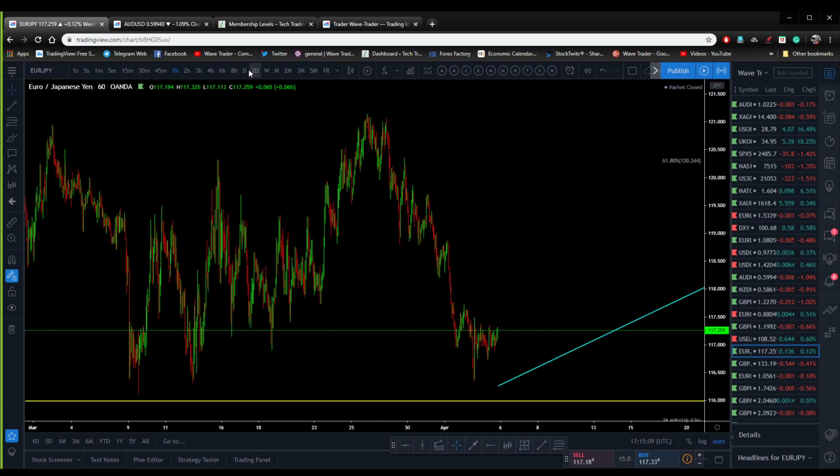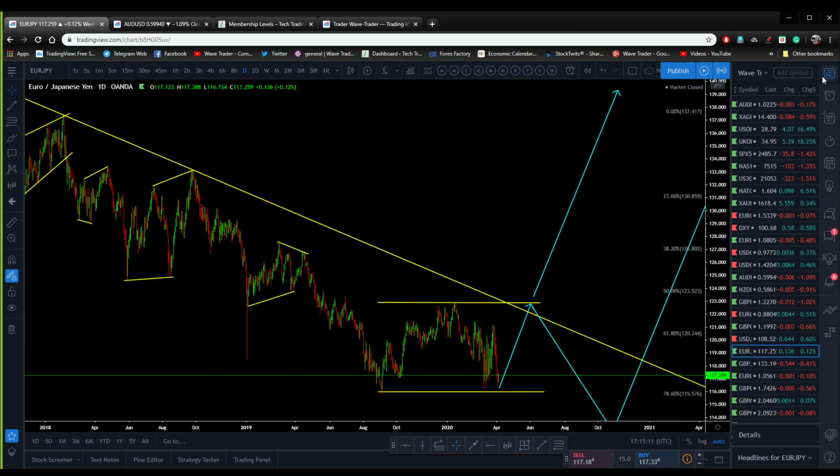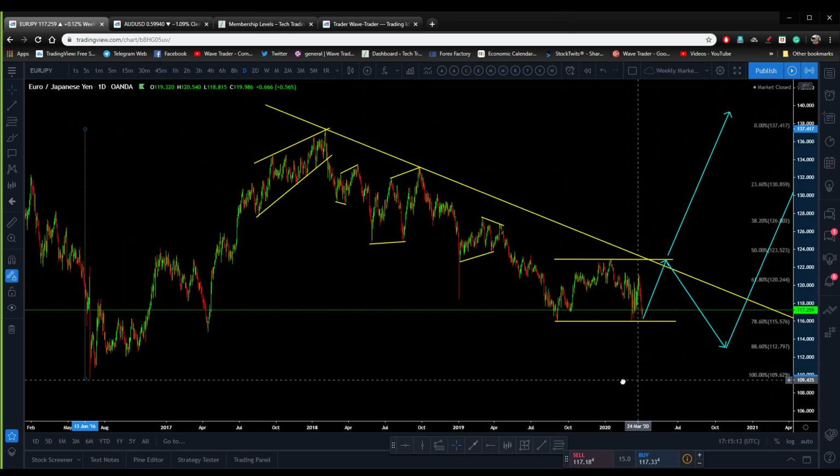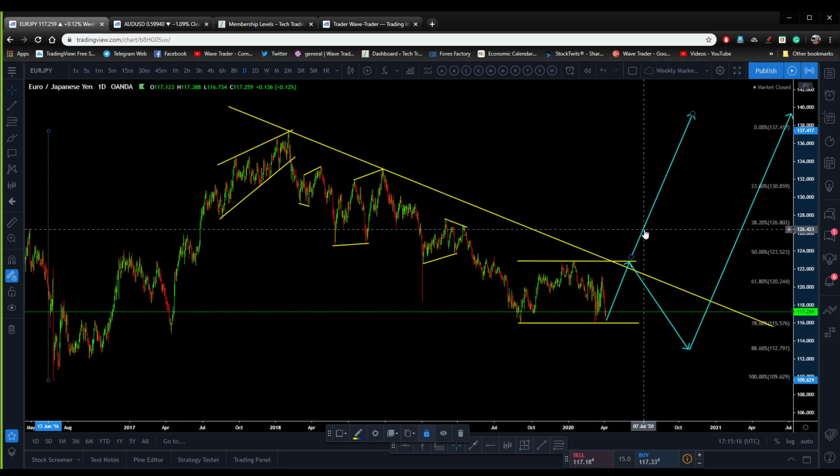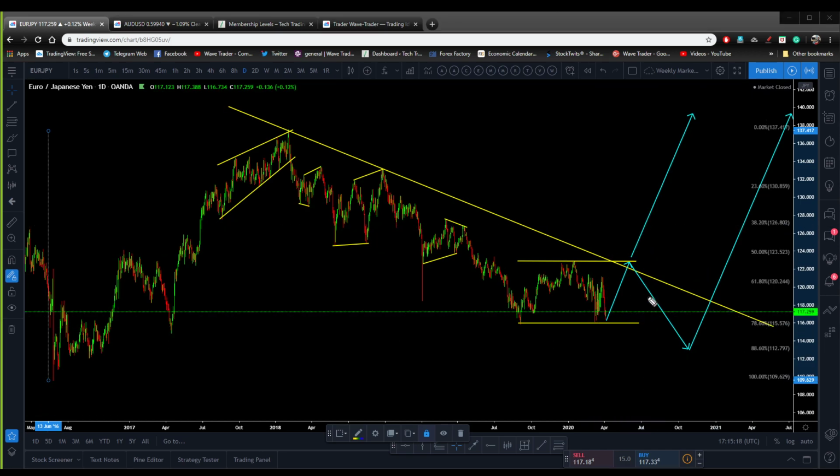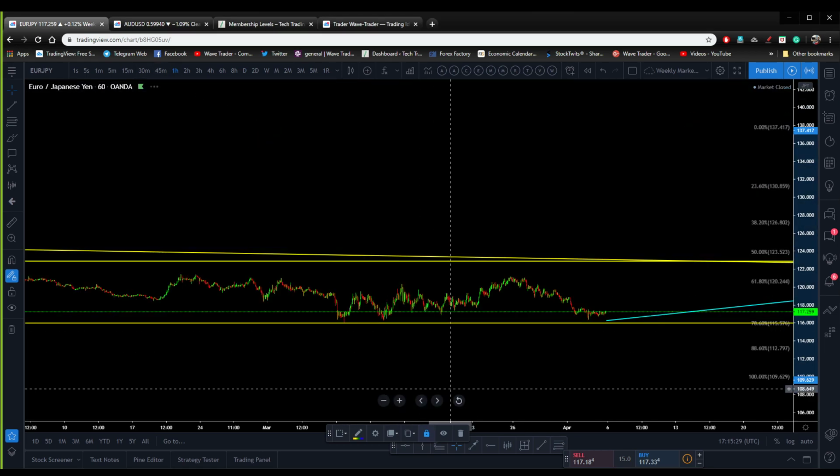So euro yen to hold the bottom and go back up. This is a risky trade, slightly risky. So if you are trading on it, then trade with care. Go back up, buy from the previous bottom. Watch price action on the lower time frame.